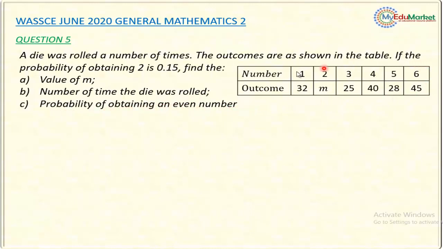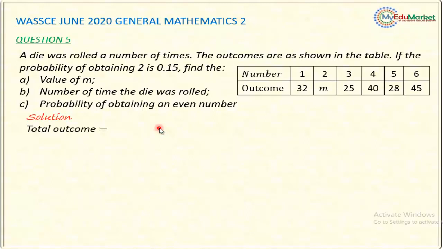And this is the table that gives the outcome when that die is rolled a number of times. These are the different outcomes: outcome 1, 2, 3, 4, 5, and 6. And this means the number of times that outcome was displayed. So outcome 1, we obtain it 32 times. Outcome 2, it is M number of times. Outcome 3, we have it 25 times, and so on. So let me attempt to answer this question.